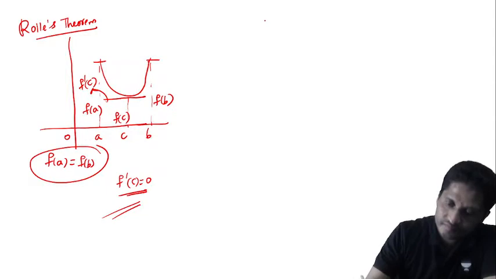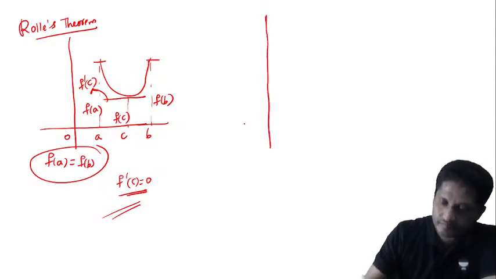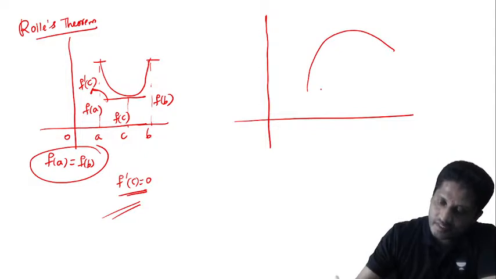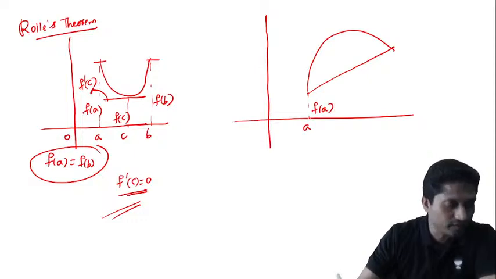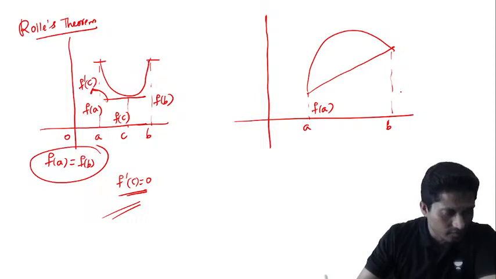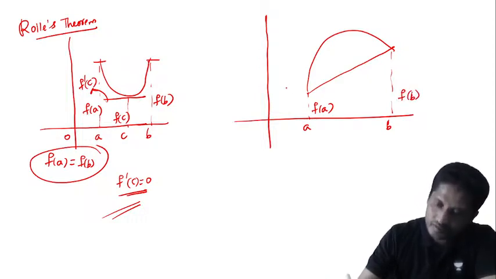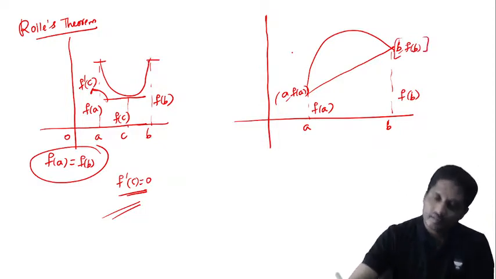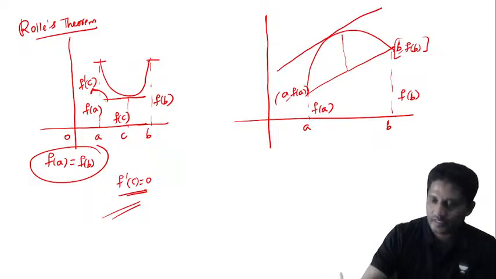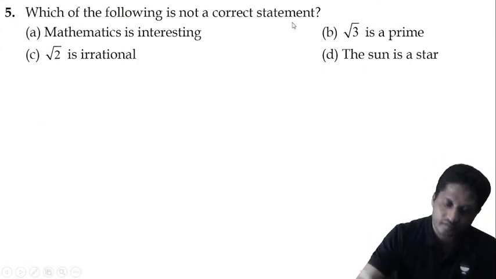MVT will be like this. Mean value theorem will be continuous in the closed interval, differentiable in the open interval. If I take this as a, this will be equal to f of a. If I take this as b, this will be equal to f of b. This will be a comma f of a, then this will be b comma f of b. Now if I join this, then you get c is equal to f of c, and this will be equal to f dash of c.